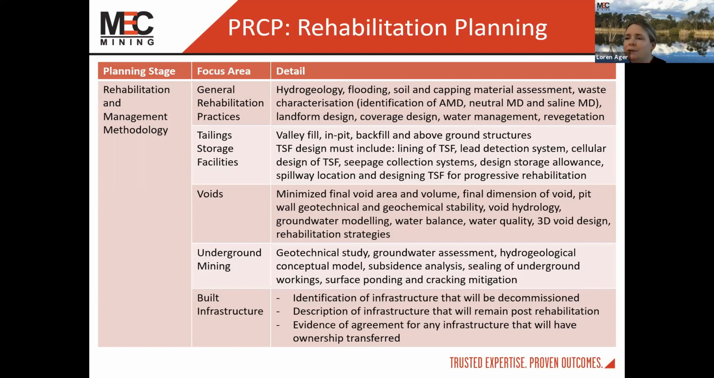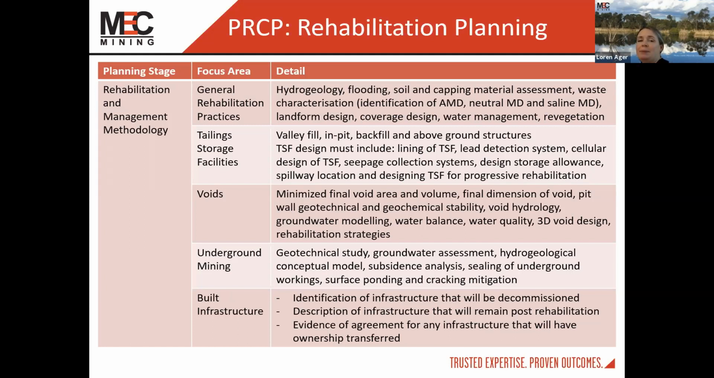Underground mining, I guess, is a focus as well that we shouldn't forget about, because in our mindset we are thinking about mostly open cut, because that's the biggest footprint caused here in Australia and in Queensland. So underground mine rehabilitation and management must include the construction and decommissioning phase of rehabilitation and confirm that underground workings and surface impacts have been decommissioned or remediated as planned. There is a lot of work then that has to be done in terms of the sealing of underground workings, sealing of surface ponding, and also cracking.